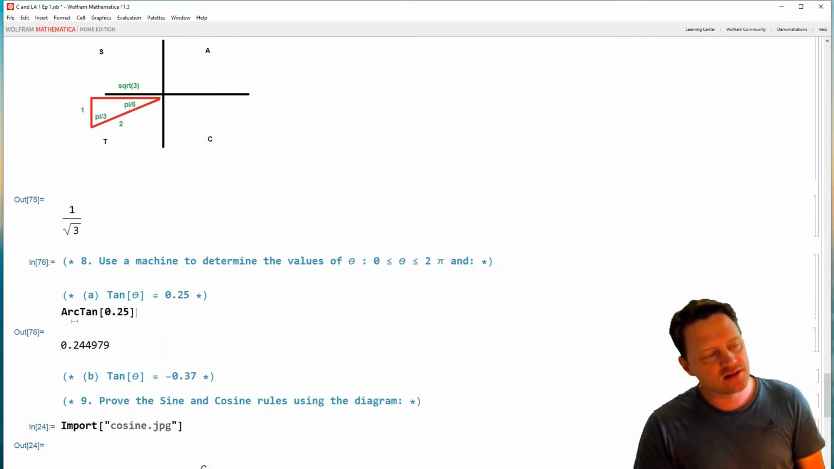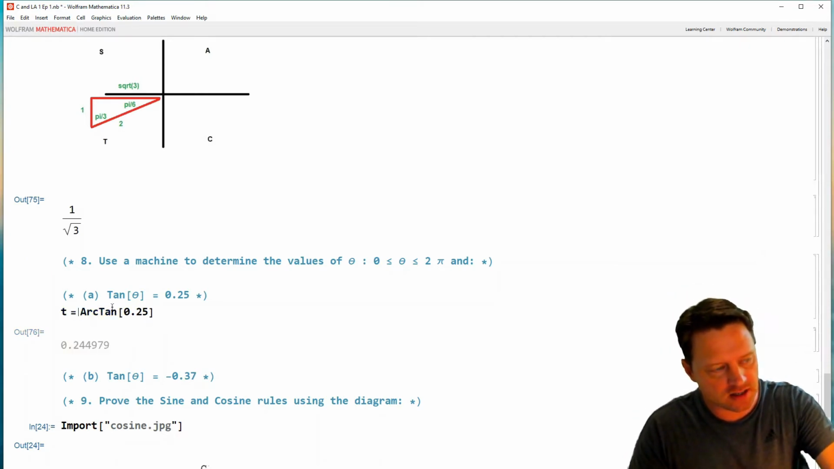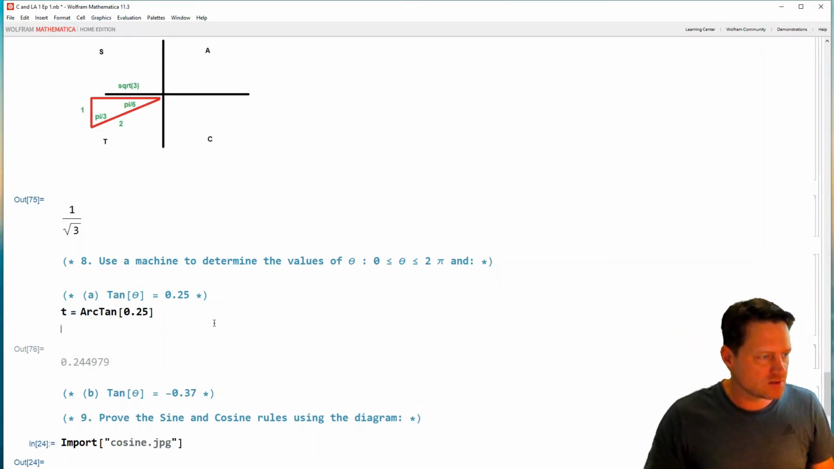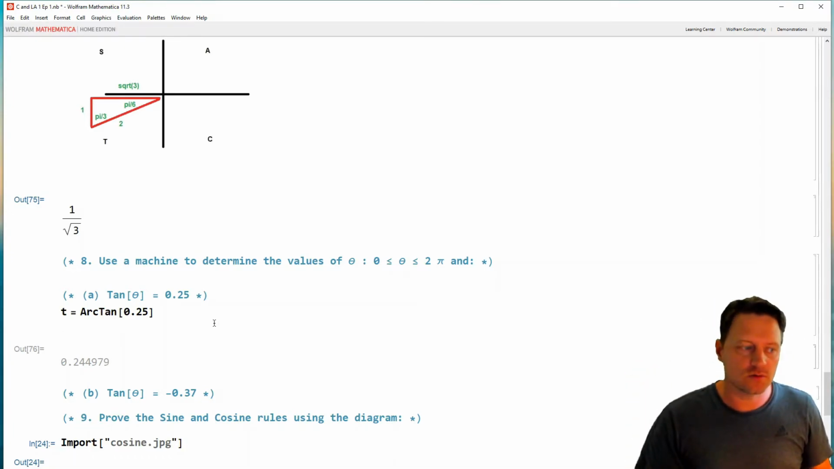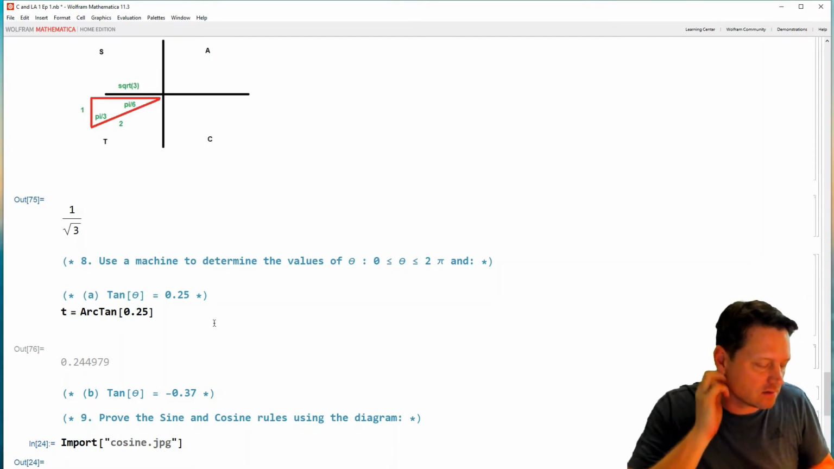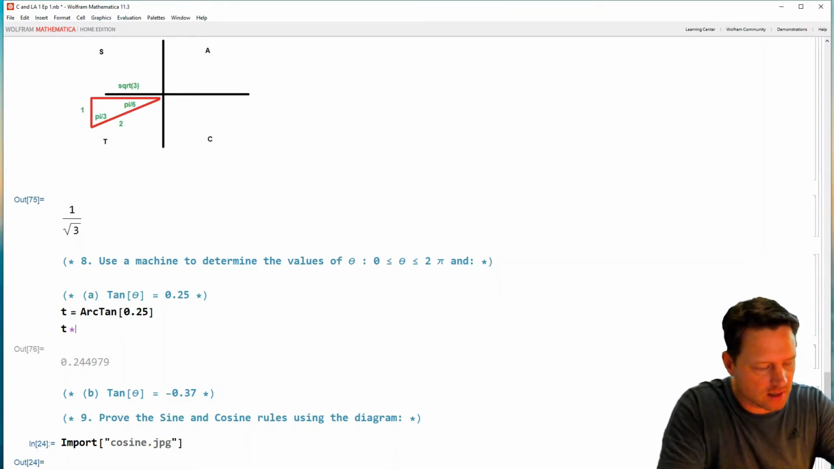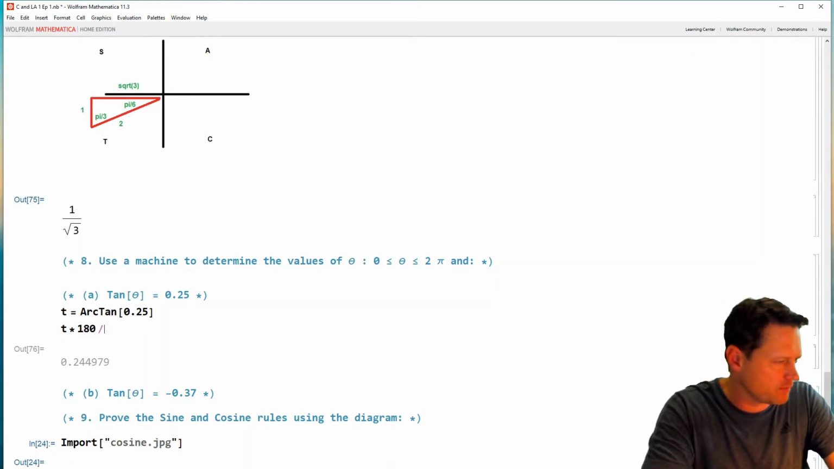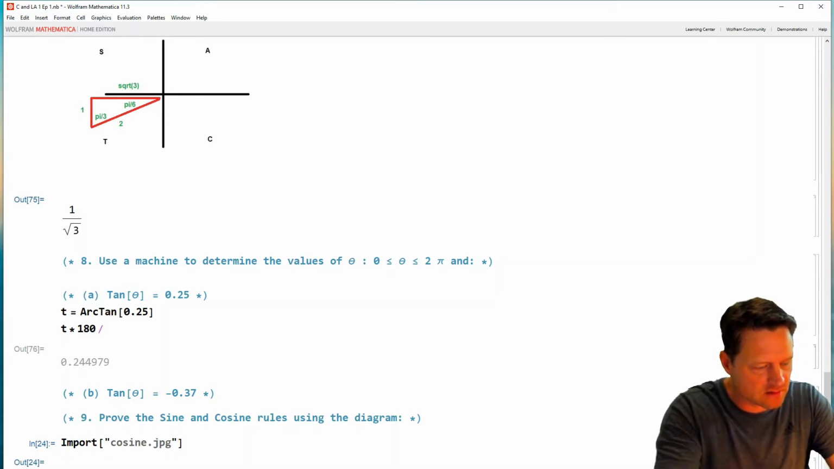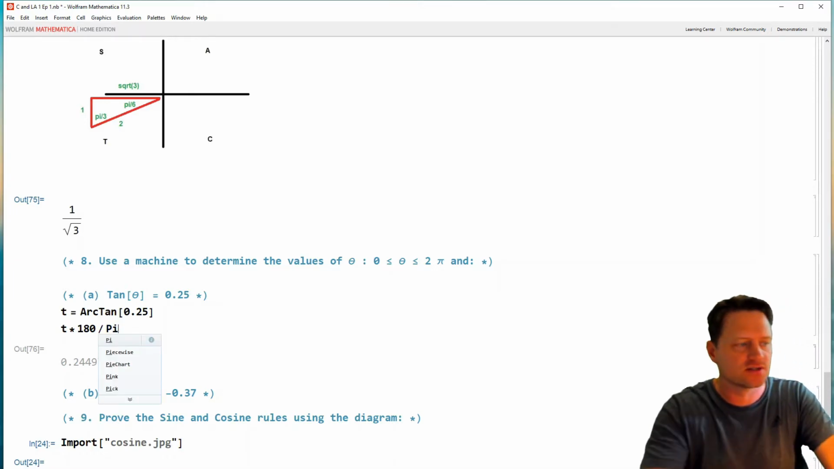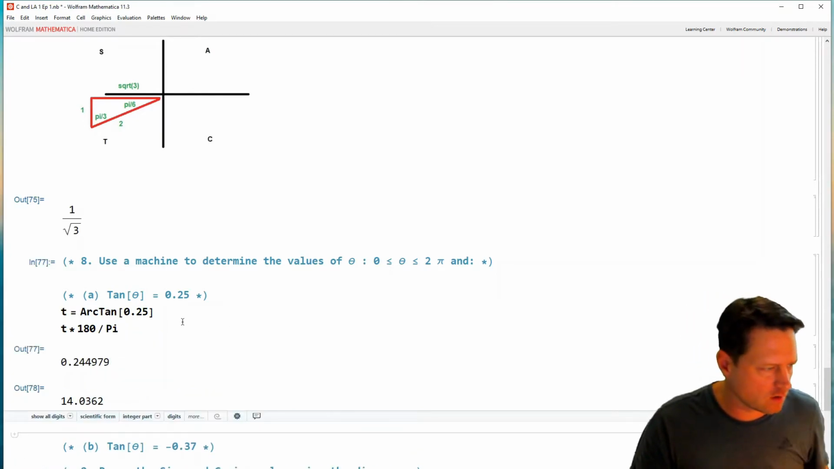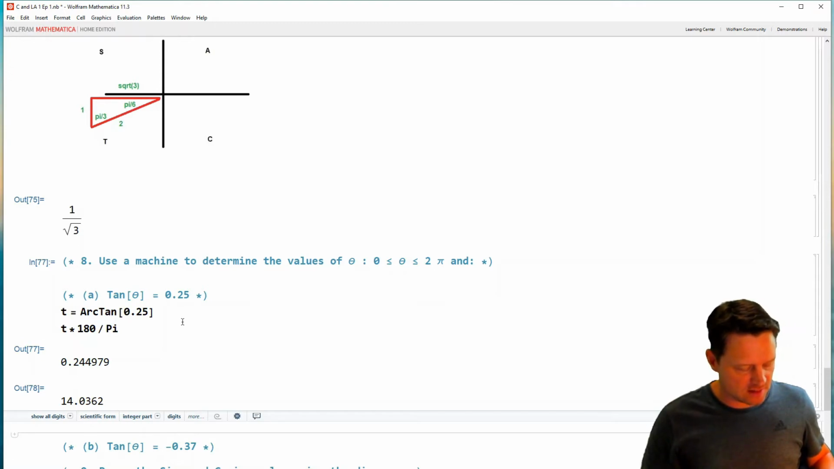But if you wanted this in degrees, we might set this in memory as t for theta, for example, and then to change to degrees, I would want the radians symbol, which is invisible there, but I would want that to cancel. So I want t times 180, because pi radians corresponds to 180 degrees. And so here we go, and I have 14 degrees, roughly.